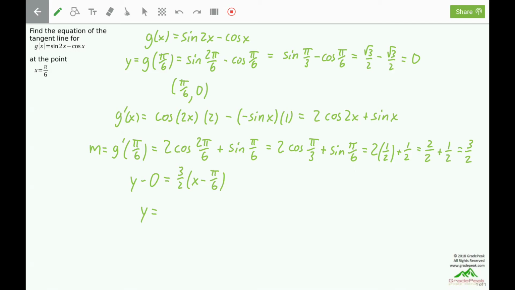We'll distribute the 3/2 in, and we will have 3/2 x minus, multiply the numerators, 3 times pi, over, multiply the denominators, 2 times 6, which is a 12. We can reduce that 3 and the 12 in that fraction, so y will be 3/2 x minus pi over 4. There's the equation of the tangent line for that function g of x at the point x equals pi over 6. Y equals 3/2 x minus pi over 4.